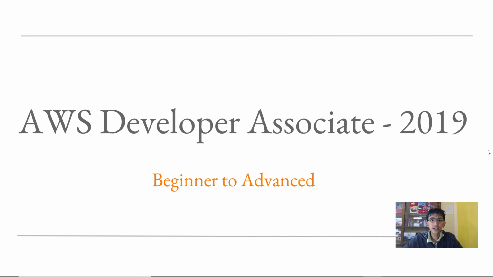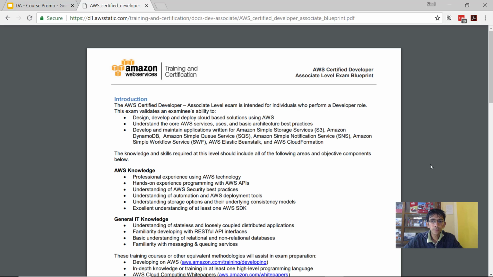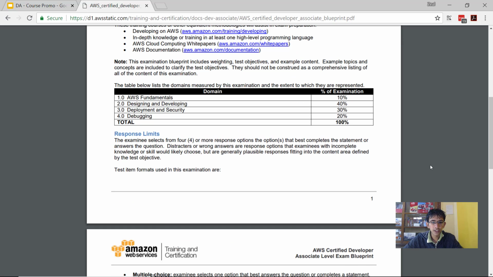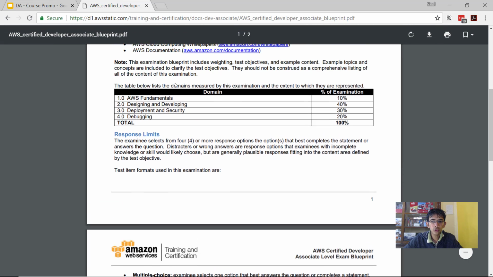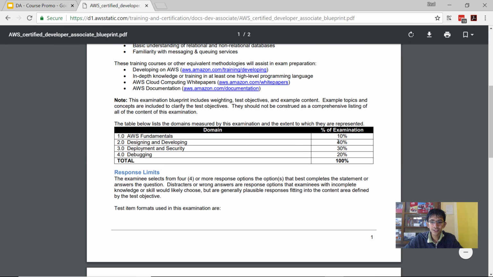Now this certification is extremely important, specifically if you are a developer and you are planning to write code which integrates heavily with AWS services. So the blueprint of the AWS Certified Developer Associate certification consists of 4 domains, where domain 2 has the highest exam curriculum.